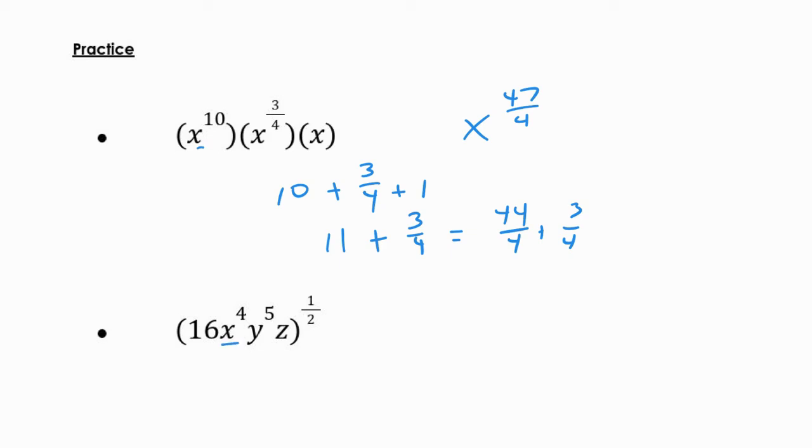And now the curveball. So the x to the 4th is simple. X to the 4th to the 1/2. That's just going to be x to the 2nd. Y to the 5th to the 1/2 is just going to be y to the 5/2. Z to the 1/2, well, that's simple. That's just z to the 1/2.